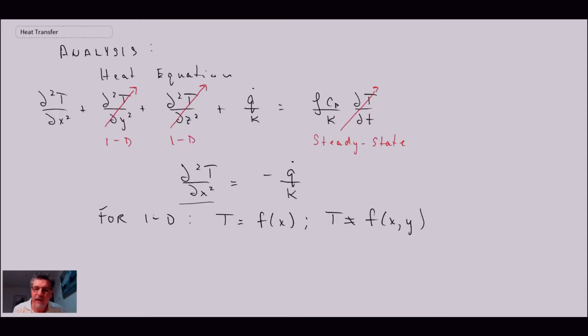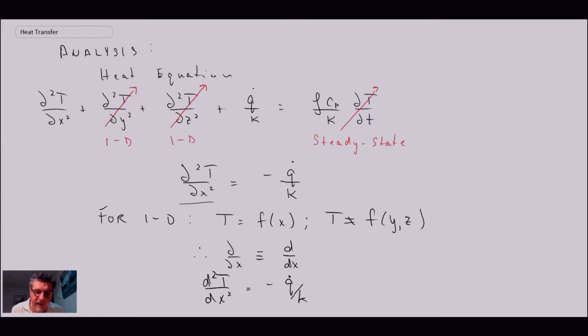So given it's 1D, we can assume that T, oops, I apologize, that should not be an x and a y, that should be a y and a z. So T is not a function of y and z, and consequently, the partial with respect to x can be expressed as an ordinary derivative with respect to x. And with that, the mathematical physics equation governing this problem, the heat diffusion equation, reduces to the following.